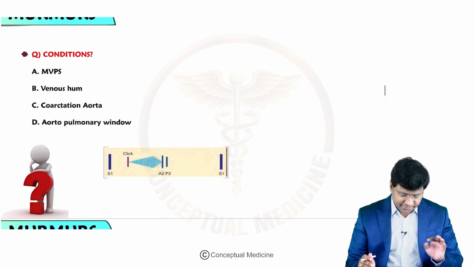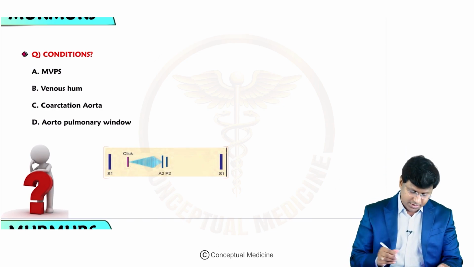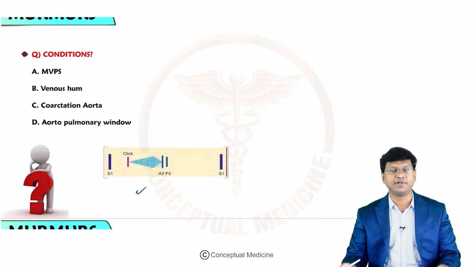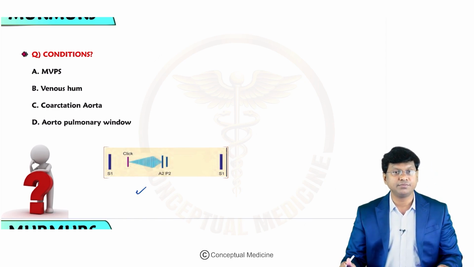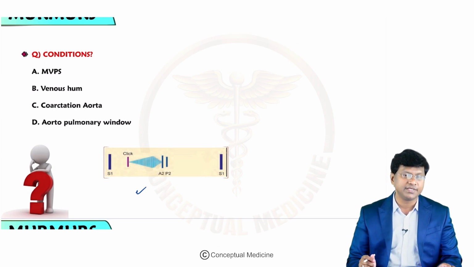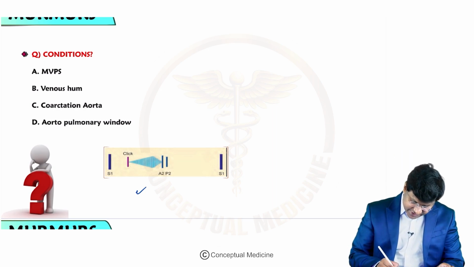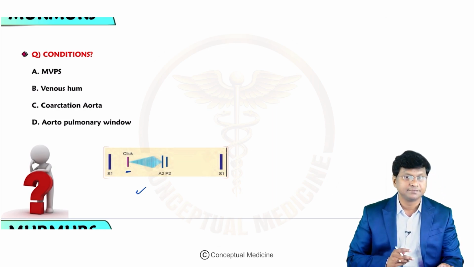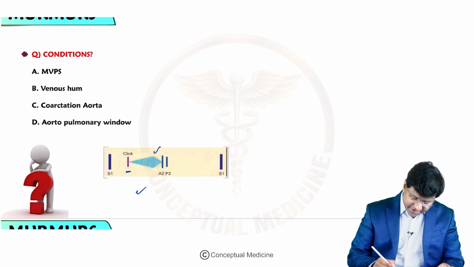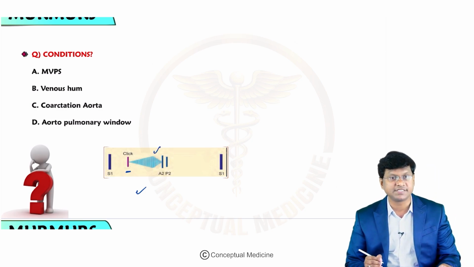And you see another important image based question. Right, so this is the image and tell me in which condition you will have this. Mitral valve prolapse syndrome, venous hum, coarctation of aorta, aortopulmonary window. See, what is that you are able to make out in this particular image? That is, you have the presence of click in the mid part of the systole and you have a murmur in the later part of the systole.